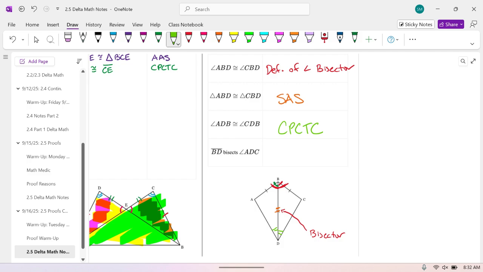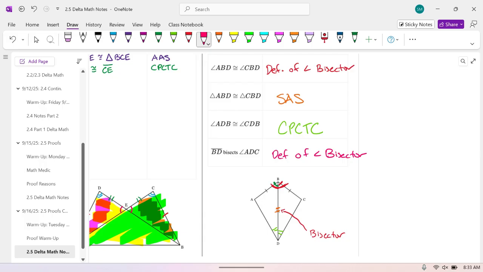Now, since those two angles are congruent, that means that BD bisects ADC because why? Isn't that the definition of an angle bisector? So if a line makes two congruent angles, it cuts it in half. So this is also definition of an angle bisector. So guys, that's why knowing this vocabulary is really, really important. If you don't know what a bisector is, that proof would have been pretty hard. All right. Okay, any questions on that one?